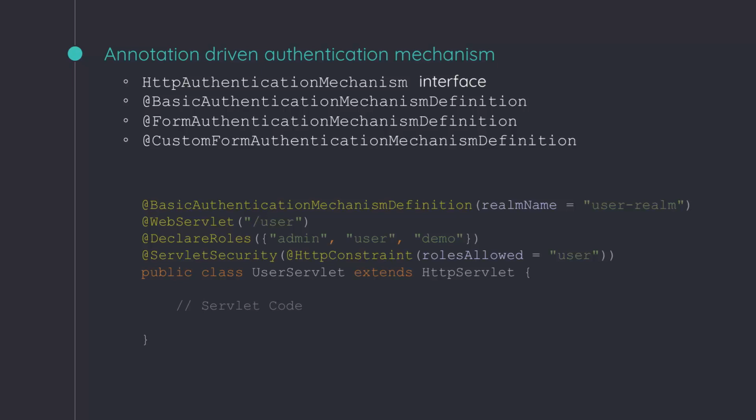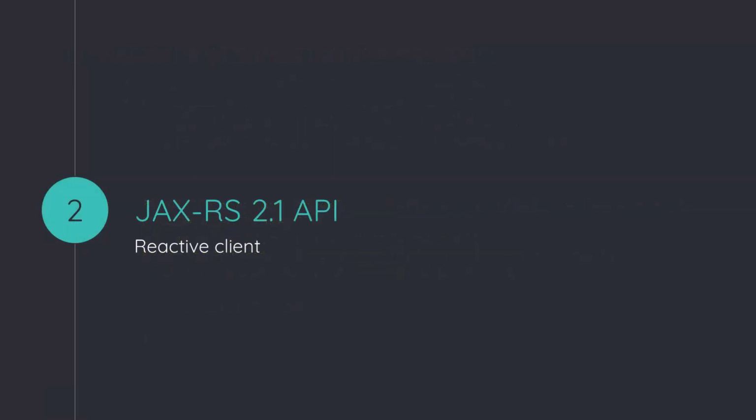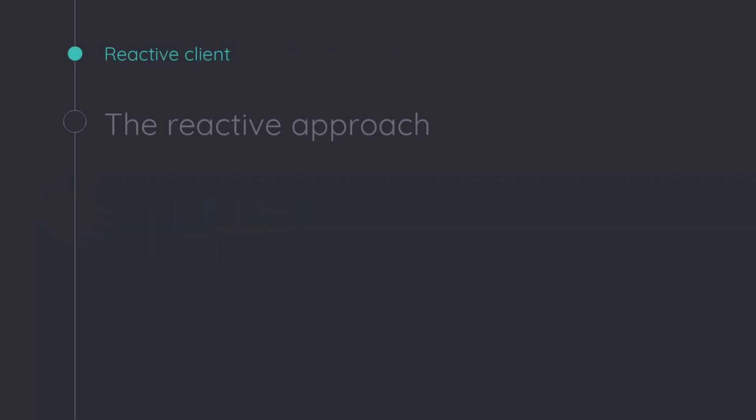Let's take a look at the new reactive client in JAX-RS 2.1 and how it embraces the reactive programming style. The reactive approach is centered on the idea of data flows, with an execution model that propagates changes through the flow. A typical example would be a JAX-RS method call.